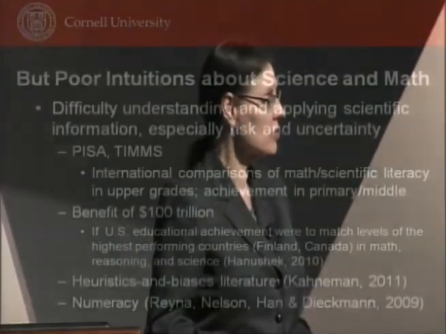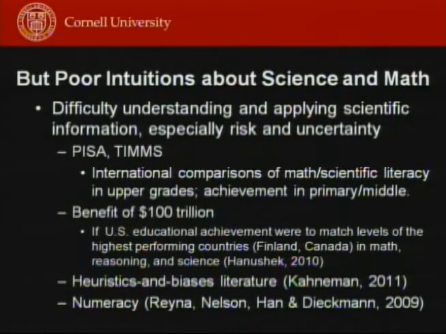But what is the problem? There's a barrier, obviously, or we wouldn't be having this conference over a couple of days. People have poor intuitions about science and about mathematics. Here are some very familiar statistics about undereducation for problem solving among 15-year-olds. They have difficulty applying science concepts. We don't compare as favorably as we could. If we had the achievement in science of Finland or places like Canada, we would get a tremendous economic boon from that, according to estimates.